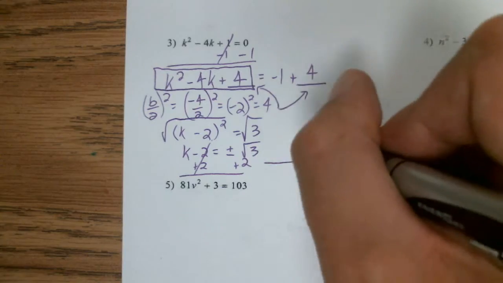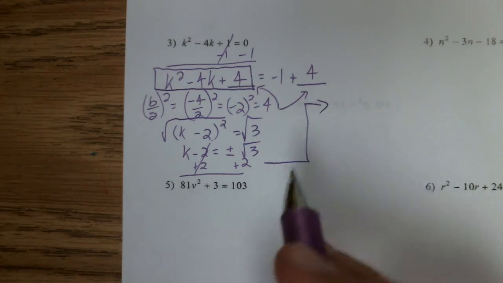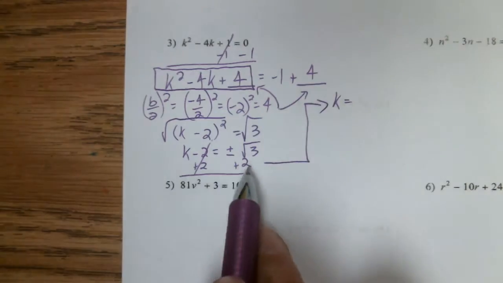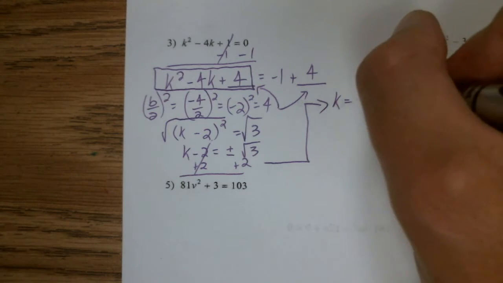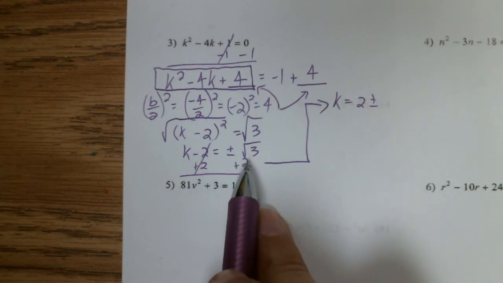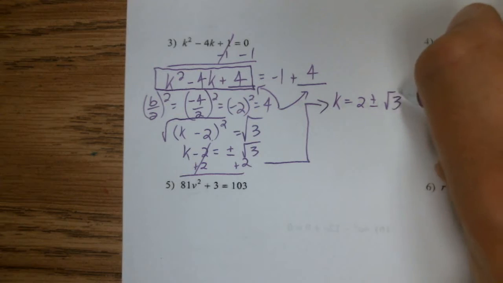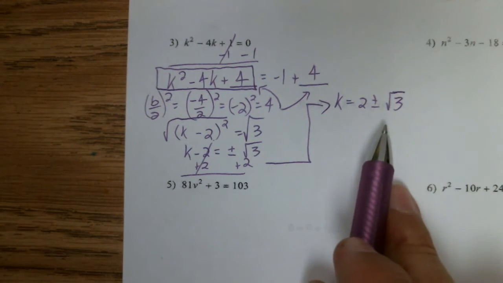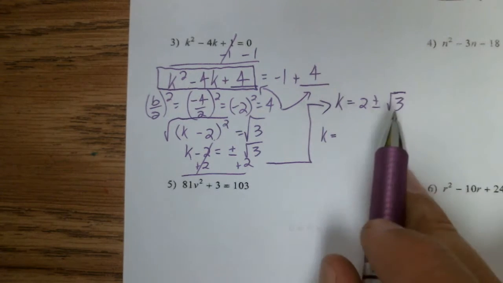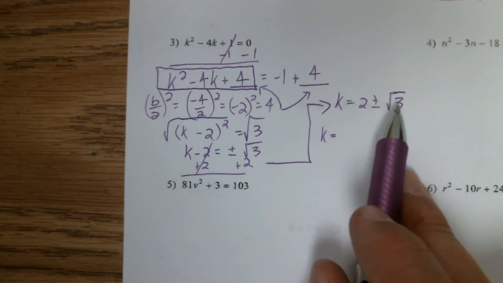Okay, they cancel. I'll come over here. So now I have k is equal to this 2 that I added to both sides, plus or minus the square root of 3. Now, that's the exact answer. That's the perfect answer. If you want to convert this to a decimal, you're more than welcome to do that. But if you do that, then you've got to do both the positive and the negative version.